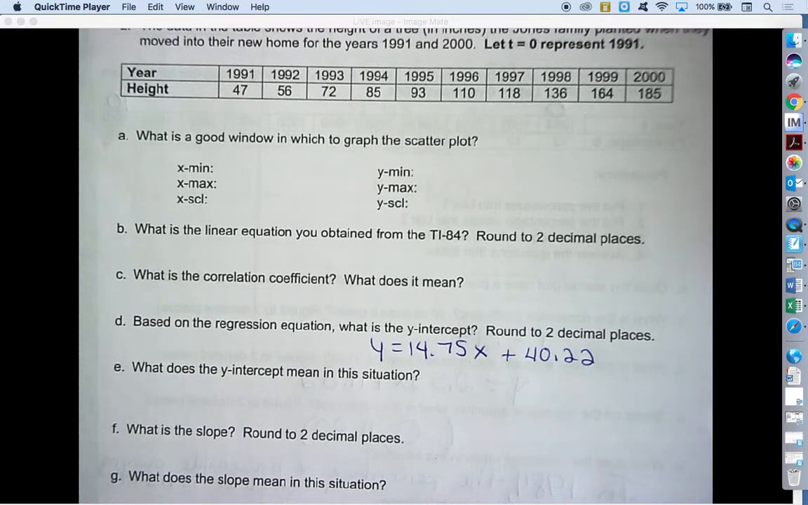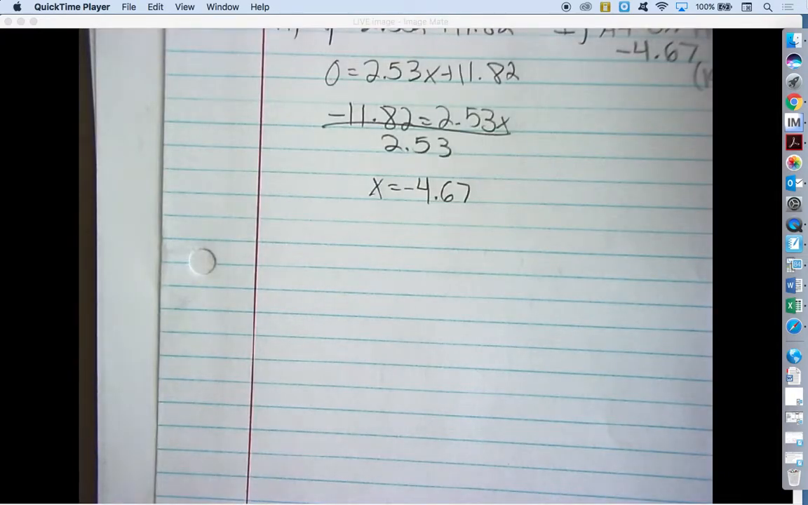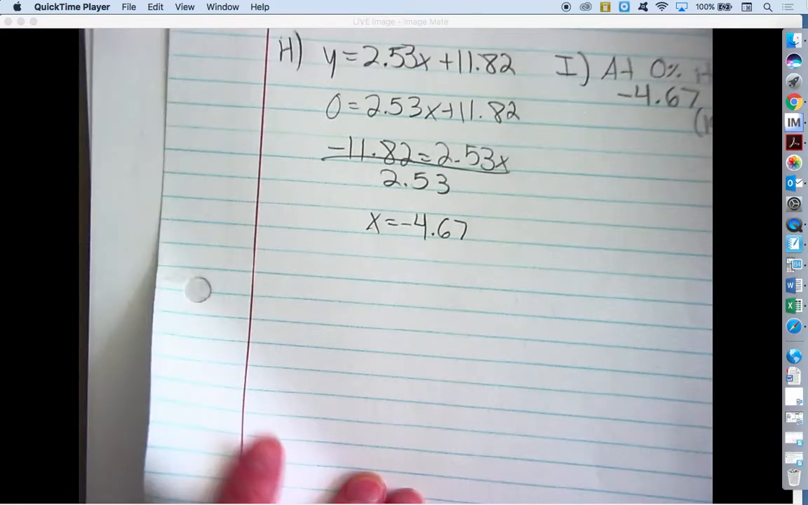So we're going to let Eris do the last two problems for J and K, where we would want to know if it was 2015, what the height of the tree would be, or when is the tree 250 inches. So Eris has this one. She looks full of excitement. Come up here. So much excitement.